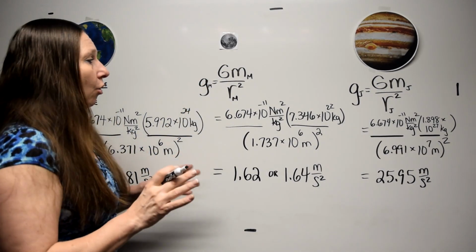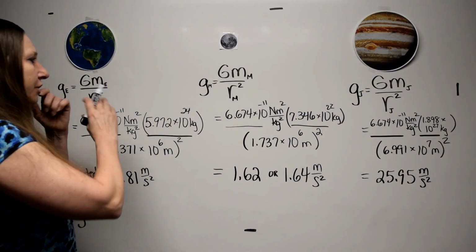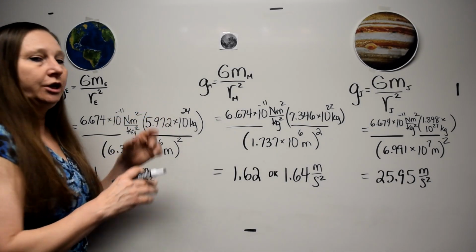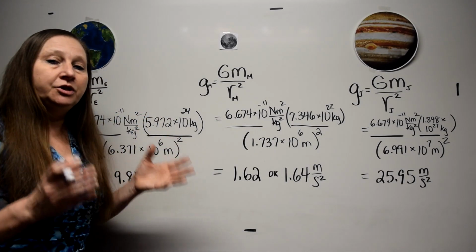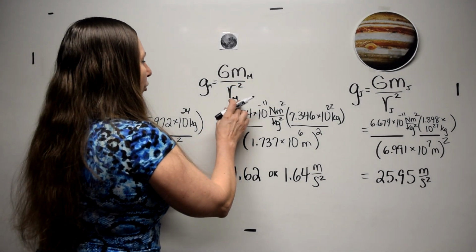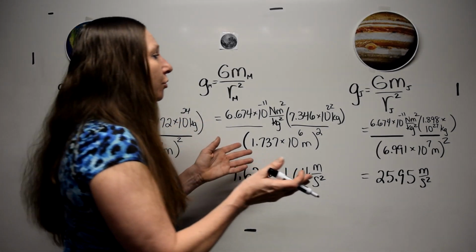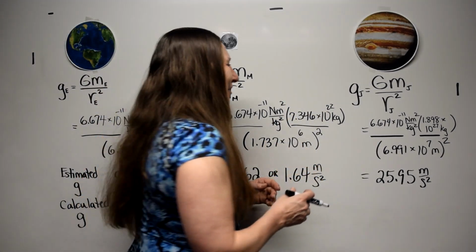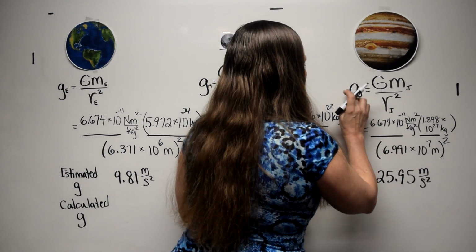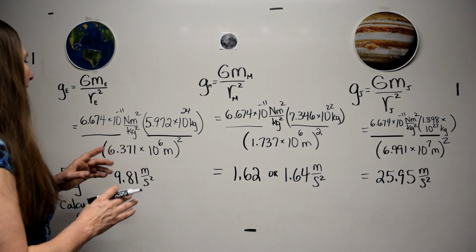Take a look at all of the subscripts. When you've got several different M's and several different R's and several different little g's all on the same page in the same problem, you really have to start using appropriate subscripts. Now, I just picked E for Earth, M for Moon, and J for Jupiter. The mass of Jupiter, the radius of Jupiter, and the acceleration due to gravity of Jupiter is what we will be calculating.